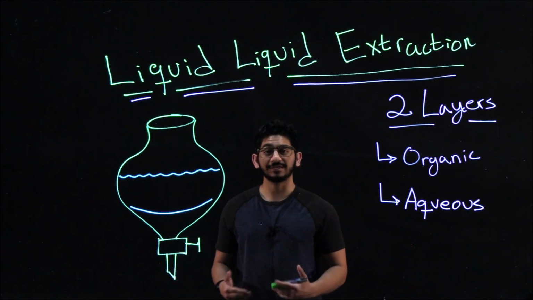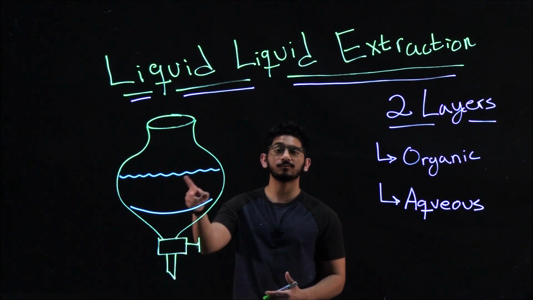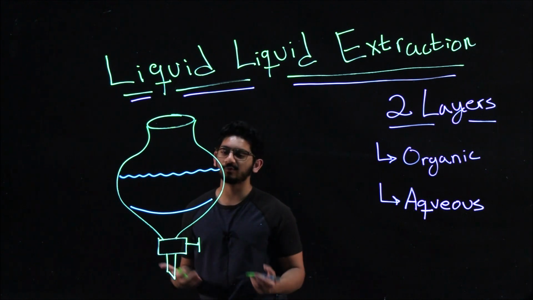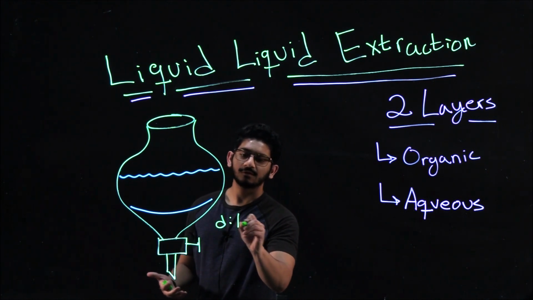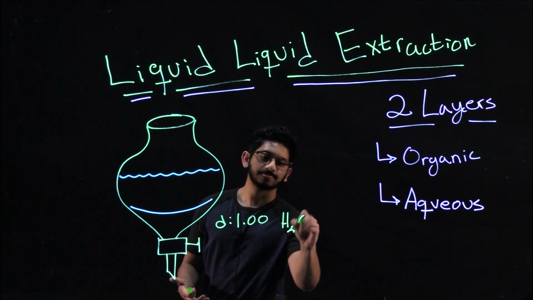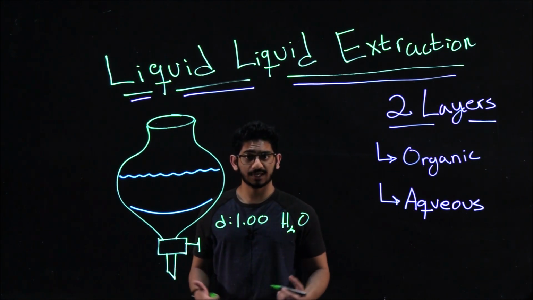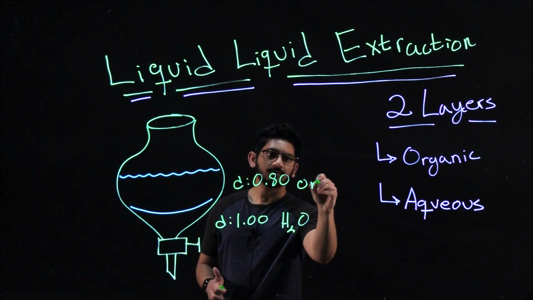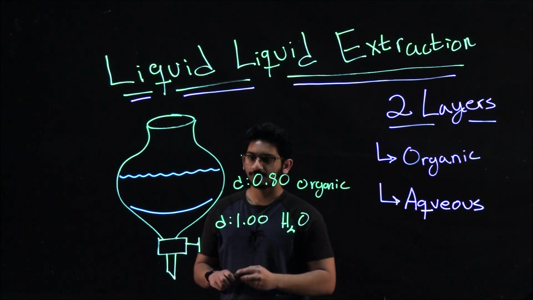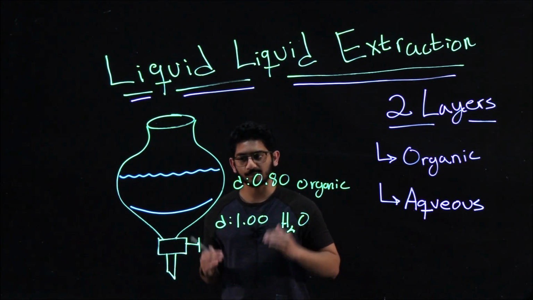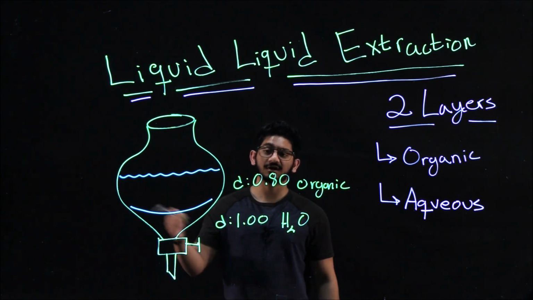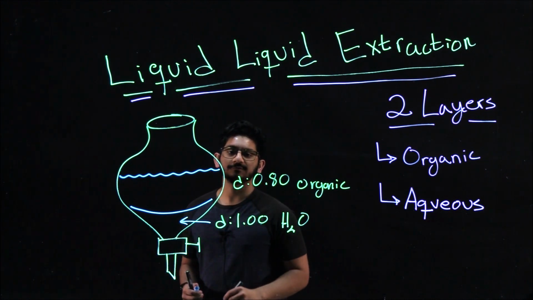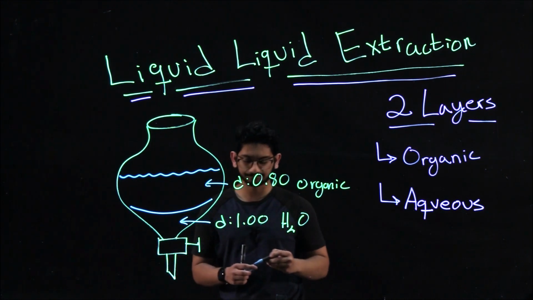Because these two liquids are immiscible, when you put them in a separatory funnel, they will form two layers. Now these two layers can be identified based on their relative densities. For example, we know water has a density of 1, and most general organic solvents have densities less than 1, so we'll say about 0.8. Because of this, the one with the highest density will be on the bottom layer, while the one with the lower density will be on top. So here, we know our water layer will be the bottom one, and our organic layer would be the top one.